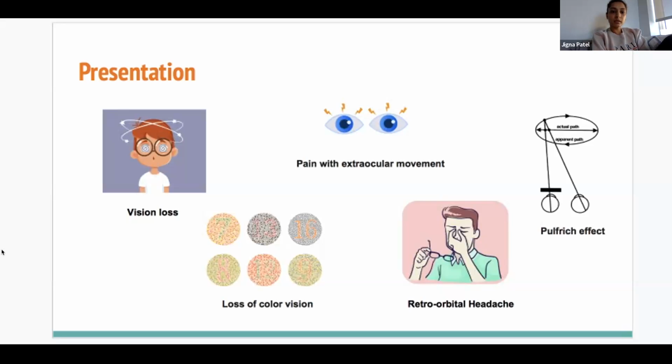They may also have an afferent pupillary defect. So their direct response to light in the affected eye will be more sluggish compared to the unaffected eye. They may also complain of some flickering or flashes of light with any sort of eye movement.